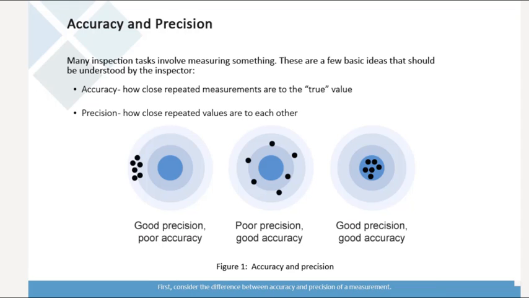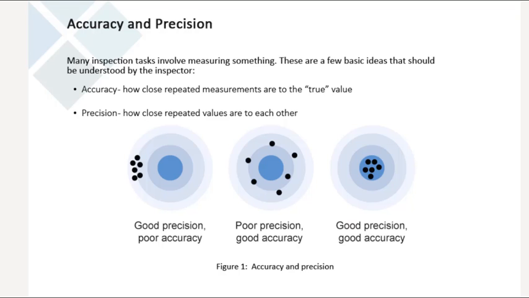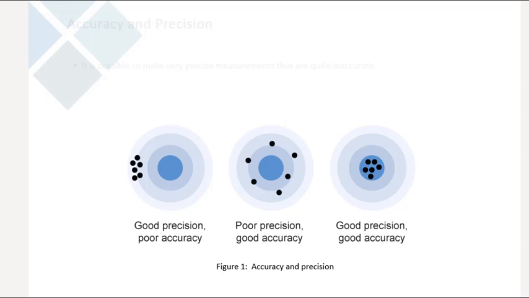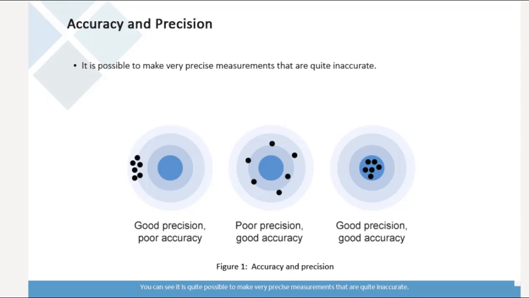First, consider the difference between accuracy and precision of a measurement. Accuracy is how close repeated measurements are to the true value. Precision is how close repeated values are to each other. The figure illustrates the difference between accuracy and precision. You can see it is quite possible to make very precise measurements that are quite inaccurate.